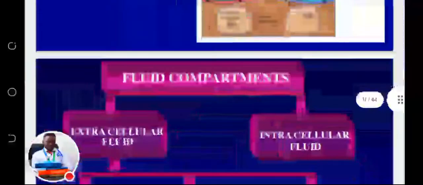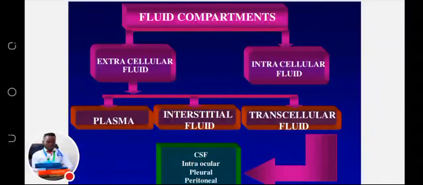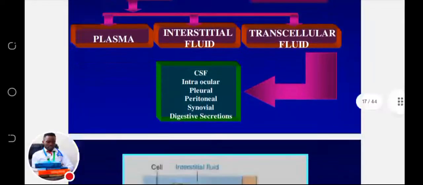Okay, so now let's look at the fluid compartment. The fluid compartment consists of the extracellular fluid and the intracellular fluids. The extracellular fluid gives us the plasma, the interstitial fluid, as well as the transcellular fluid. So we have the transcellular fluid that is emanating from the extracellular fluid. The transcellular fluid includes the fluids that are found in the cerebrospinal fluid, the intraocular fluid, the pleural fluid, the peritoneal fluid, as well as the synovial fluid, and the digestive secretion fluid.